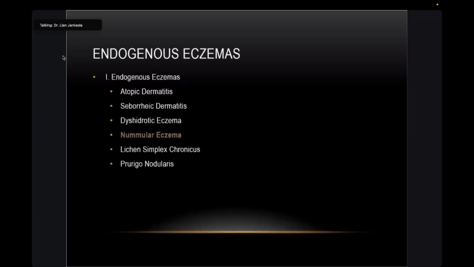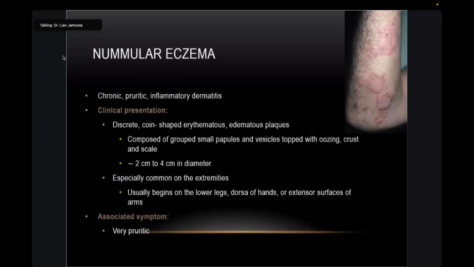Okay, next would be your nummular eczema. Nummular meaning parang coin. Okay, because they are round. Yeah, those are your nummular eczemas. So again, they are chronic, pruritic, inflammatory dermatitis and present as discrete, coin-shaped erythematous, edematous plaques. So these are plaques and they are round, erythematous, and coin-shaped.